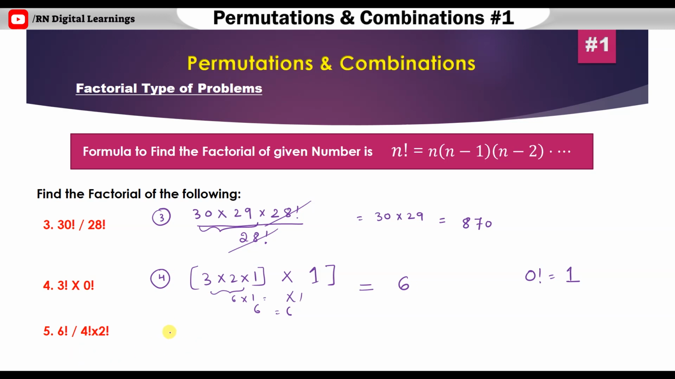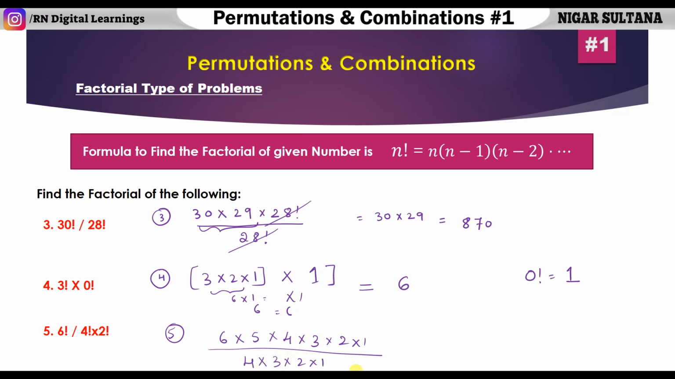Now let's calculate this fifth one. 6 factorial, 6 into 5 into 4 into 3 into 2 into 1, divided by 4 factorial, 3 into 2 into 1. So again we have 2 factorial. This part we can cancel easily because this is my 4 factorial. Now leftover is 3 into 5, which is equal to 15. So this is the way of calculating the factorial.